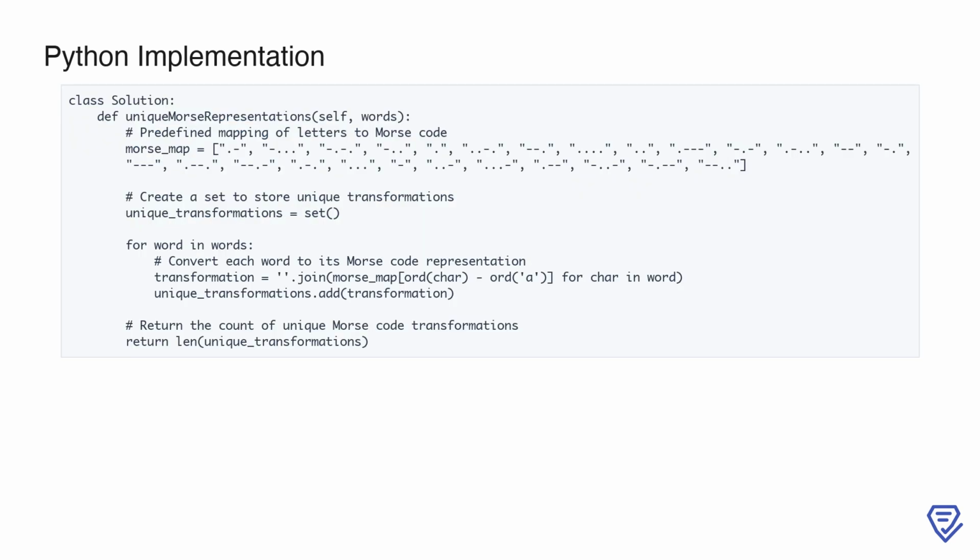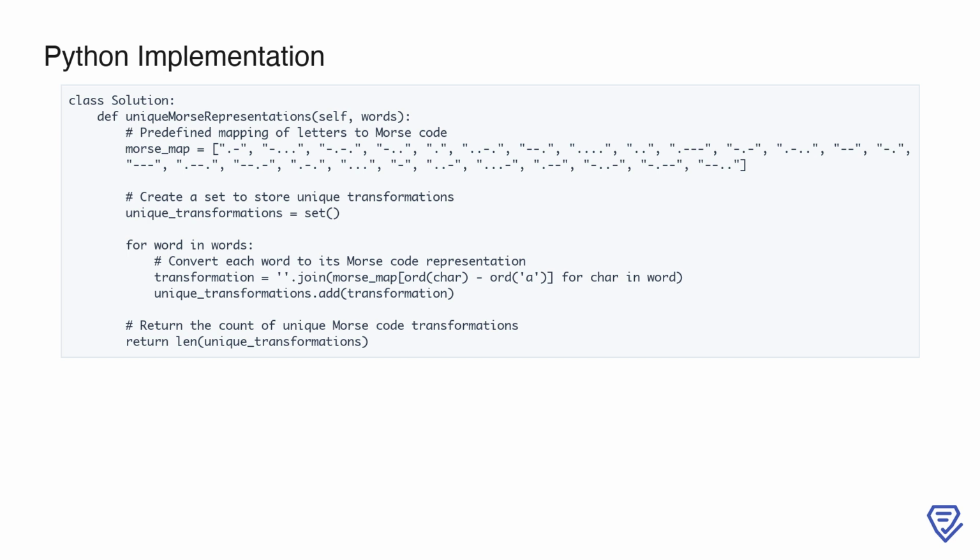This Python implementation solves LeetCode problem number 804, unique Morse code words. The goal is to determine how many unique Morse code transformations can be generated from a given list of words. We begin by defining a class Solution containing the method uniqueMorseRepresentations. Inside this method, we first define a list morse_map, which contains the Morse code mappings for each letter of the English alphabet, A to Z, in order. Each index corresponds to the position of the letter in the alphabet, e.g., index 0 for a, index 1 for b, and so on.